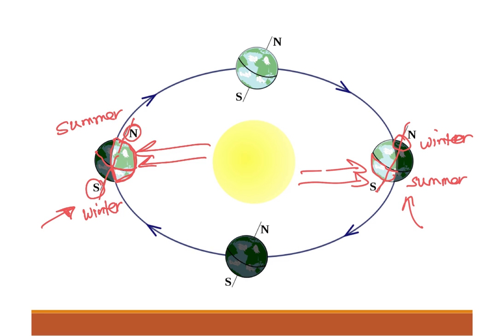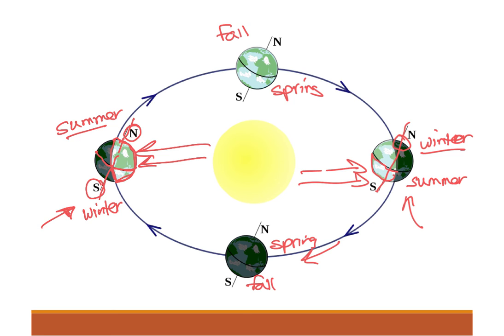And then, of course, the other two positions are the seasons in between. So if we go from summer to winter, of course, this is going to have to be fall up here for the north, and then it would be spring in the southern hemisphere. And then our last diagram at the bottom here, our northern hemisphere is going to be experiencing spring as we move from winter to summer, and the southern hemisphere is going to be experiencing fall.